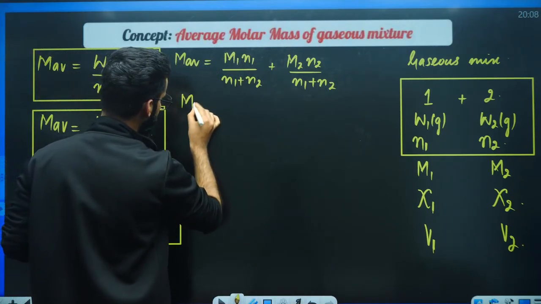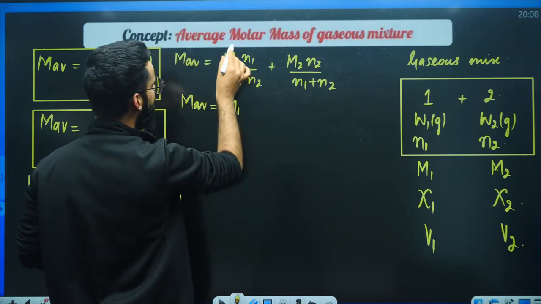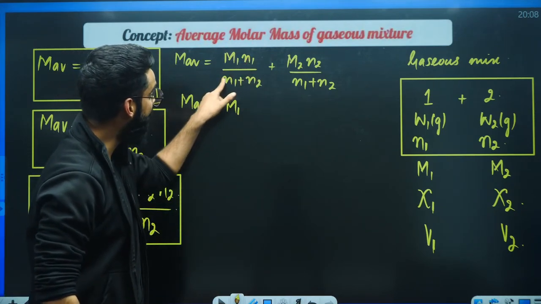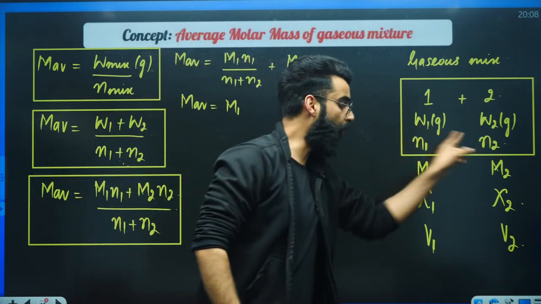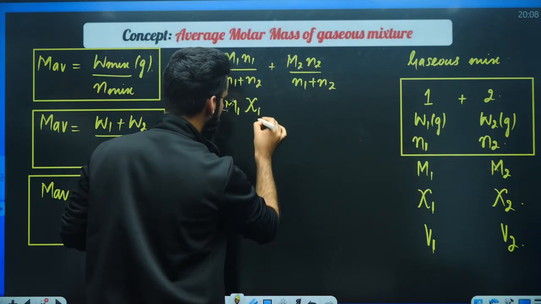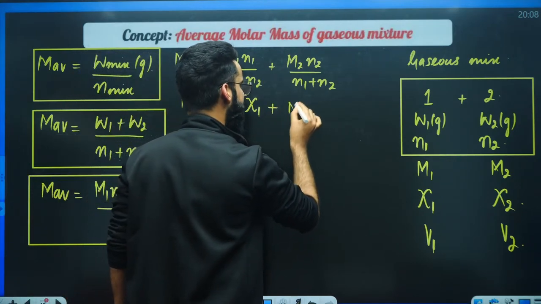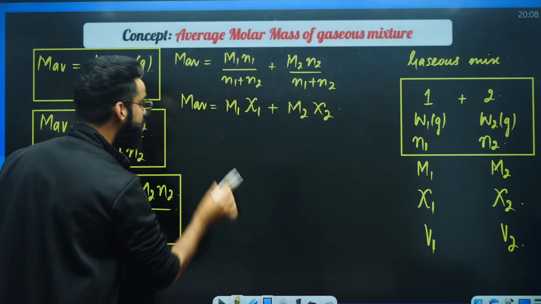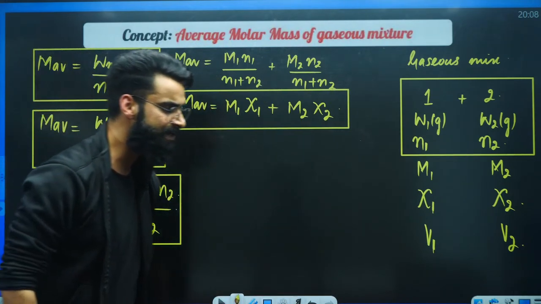So I can write MAV is equal to M1 times N1 divided by N1 plus N2. What is N1? Moles of gas 1. What is N1 plus N2? Total moles present in the mixture. So N1 divided by N1 plus N2 is the mole fraction of gas 1. Plus M2 times N2 divided by N1 plus N2, which I call the mole fraction of gas 2. So this is one more result by means of which you can calculate the average molar mass of the mixture.